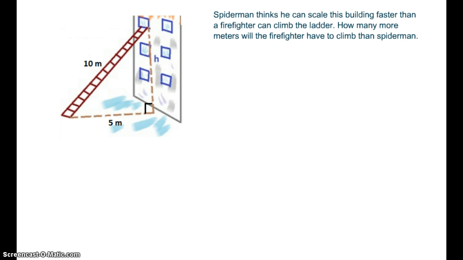First thing that I want to talk about is the fact that this is a right triangle. So, it says how many more meters will the firefighter have to climb? Well, the firefighter is going to go up this way. How do you know that that's a longer distance than the height of the building? Well, in a right triangle, the hypotenuse is going to be the longest side length. So the firefighter, yes, will be climbing more meters than Spider-Man.